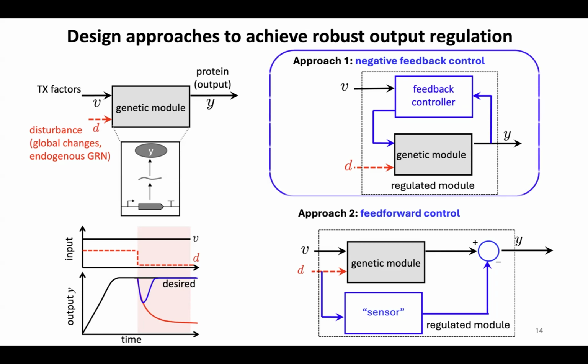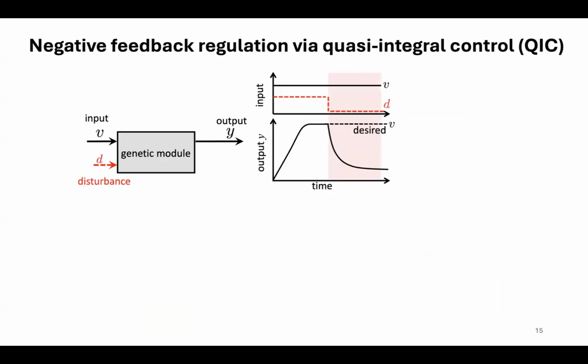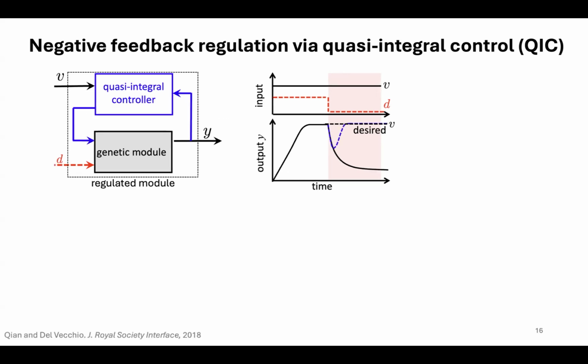So with that, I'll go to how we implemented negative feedback control, in particular integral control, and then we'll move to feed-forward control. So what's the setup here? Again, we have inputs V that we can modulate and disturbances D that we cannot touch. And we want the output to stay at some desired reference value.